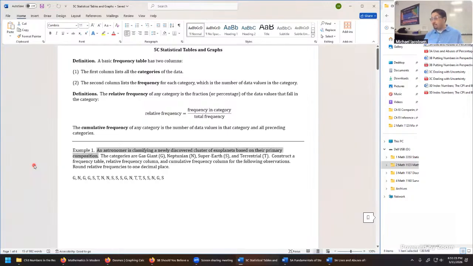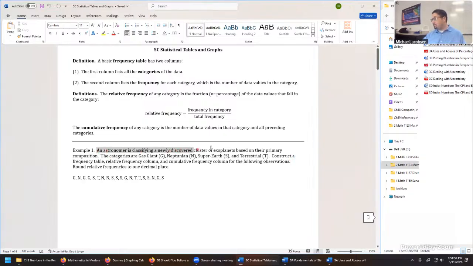What kind of planets are they? The categories are gas giant, so that's what the G represents when it comes up. Neptunian, so like our planet Neptune. Super Earth, so a rocky planet, but much, much more massive than the actual Earth that we're on. And terrestrial would be a planet much like Earth. Maybe Mars, something along those lines.